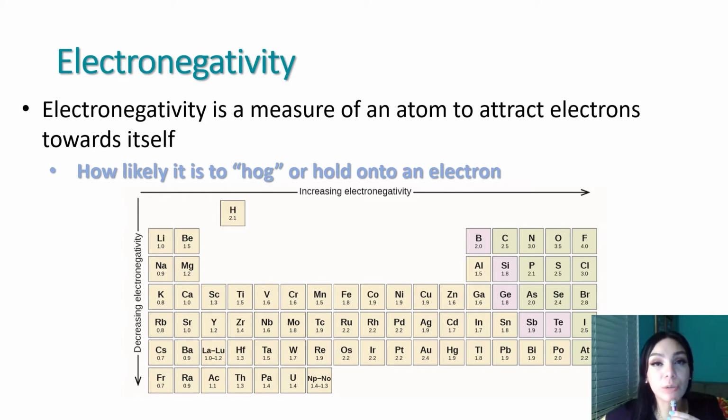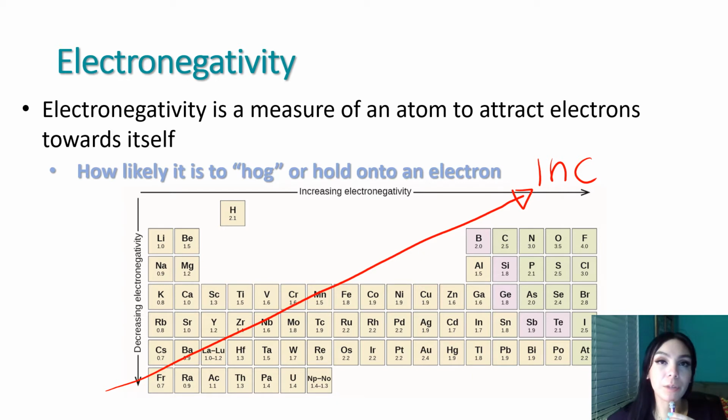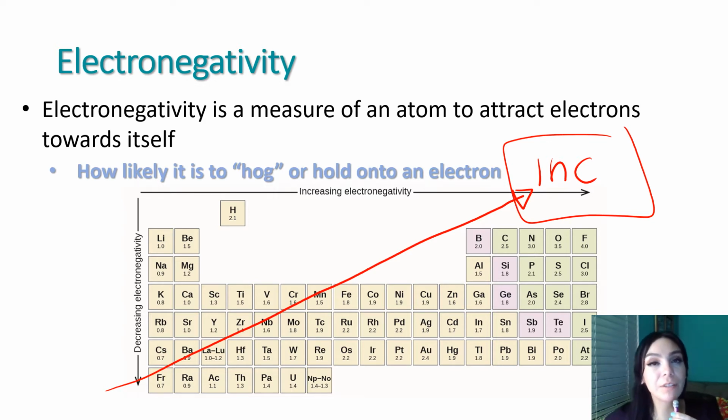Now this is actually a trend that we can generalize on the periodic table, and it actually increases this way. So I'll just draw it this way. So as you go from left to right on the periodic table and down to the top, you will see an increase in electronegativity. So the further you are in this region over here, the more electronegative this atom will be. Now we actually have values that we assign for electronegativity. These are arbitrary values. You don't have to know the math behind them. Just know that the higher the number, the more electronegative this atom is.